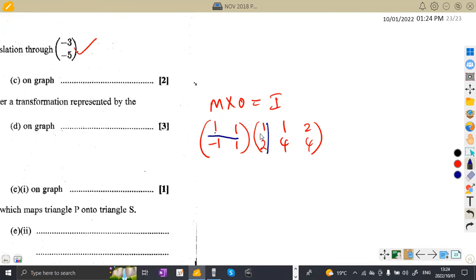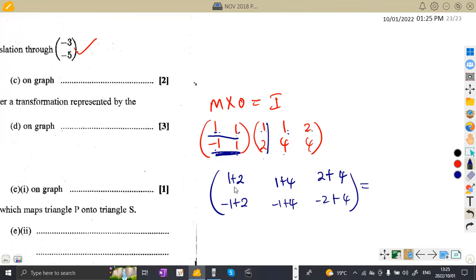So it's going to be 1 times 1, which is 1, plus 1 times 2, which is 2. We move on, 1 times 1, which is 1, plus 1 times 4, which is 4. 1 times 2, which is 2, plus 1 times 4, which is 4. Move on to this row now, back to those columns. It's -1 times 1, which is -1, plus 1 times 2, which is 2. -1 times 1, which is -1, plus 1 times 4, which is 4. -1 times 2, which is -2, plus 1 times 4, which is 4.